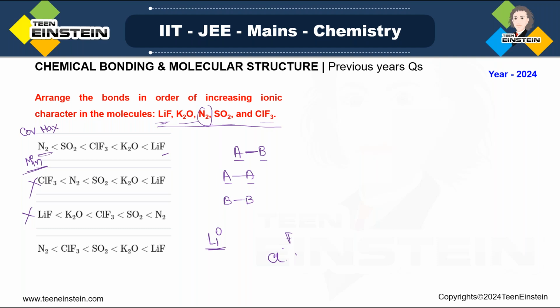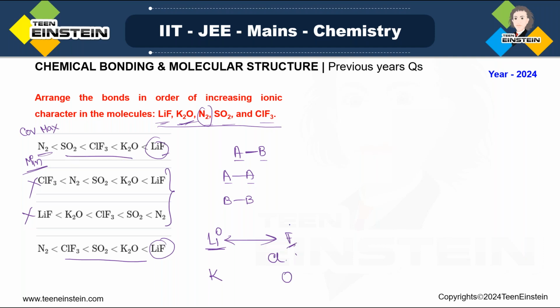So LiF should have maximum ionic character, because even if you consider K2O, it is true that potassium is also a metal from the left-hand side, s block. Oxygen is also very electronegative, but fluorine is much more electronegative. So this electronegativity difference will be maximum. That is why we should keep LiF at the first position. But that is the same for option 1 and option 4, because in these two we have already cancelled the others. We are now stuck between 1 and 4. So we have to focus on these.